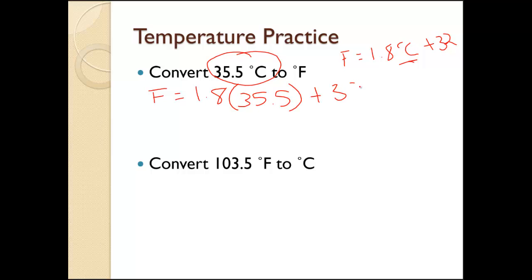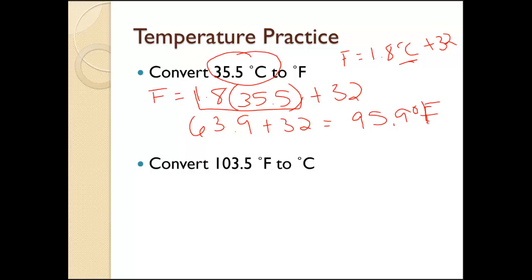Plus 32. Order of operations indicates that you do the multiplication first. So 1.8 times 35.5 comes out to be 63.9. Then you're going to add 32 to that. That's going to come out to be 95.9 degrees Fahrenheit. If you have a patient with this temperature, it's very possible that they'll have hypothermia because their temperature is far less than what would be considered normal.